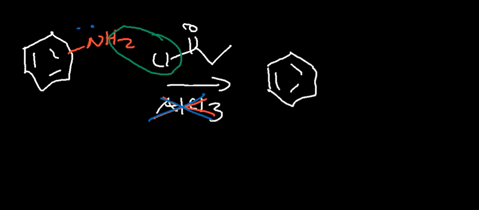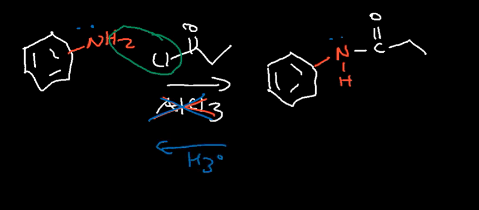If you take away HCl, we're going to have a nitrogen that has a hydrogen. One hydrogen is gone. One is still there. And notice that it's an amide now. Basically, what we just did is we added a protecting group to the amine. We turn it into an amide. And this process is reversible. If we add H3O+ with heat, we can hydrolyze the amide and get back the amine group. But we don't want to do that yet.